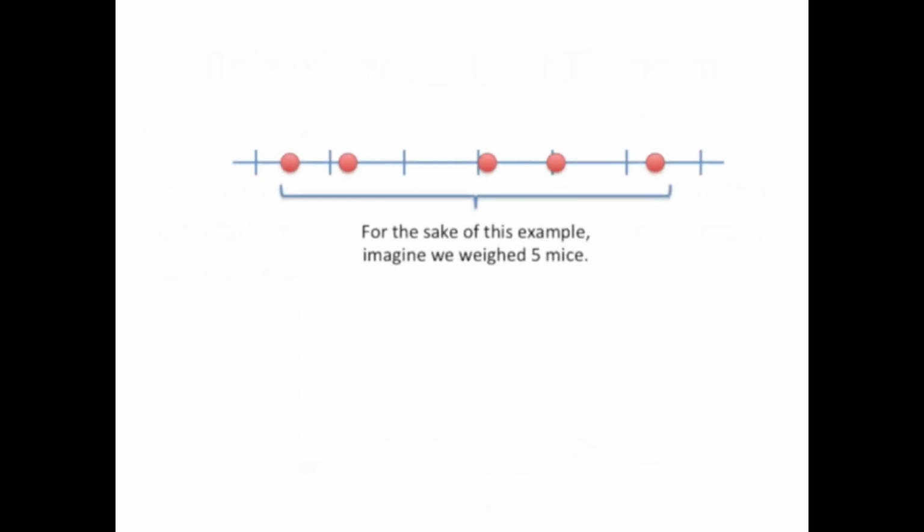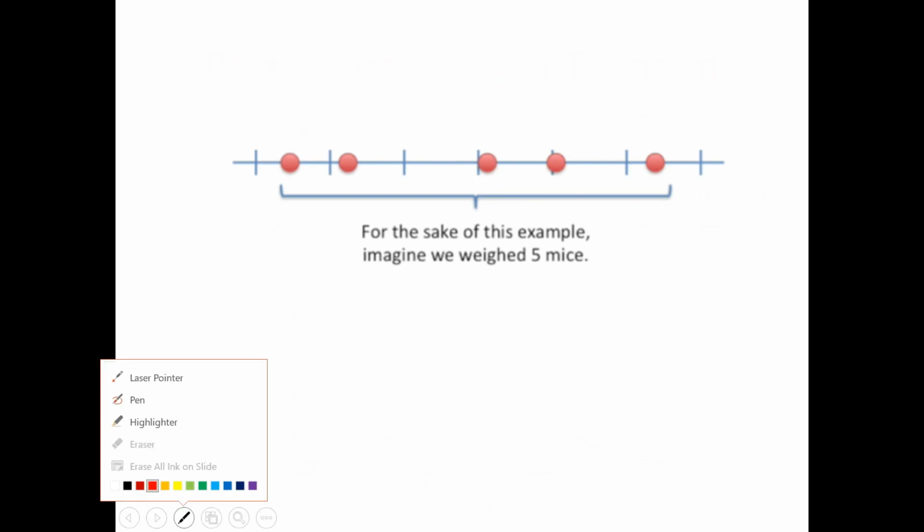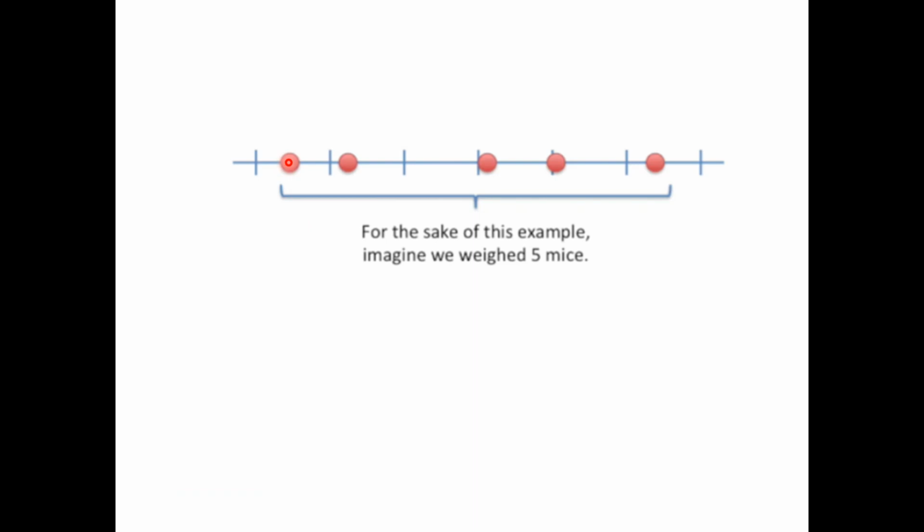Let's assume that there's a large population of mice. So rather than human beings, this time I chose mice. We take a sample of 5 mice, and this is a random sample. When we look at the weight of those mice, we weigh them and plot their weights, which you can see. So all these mice would have a different weight.